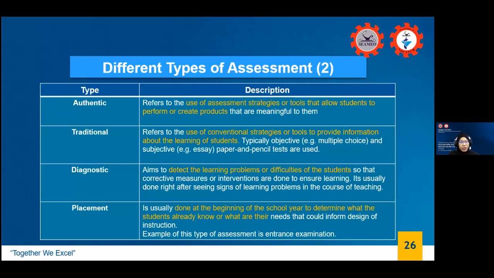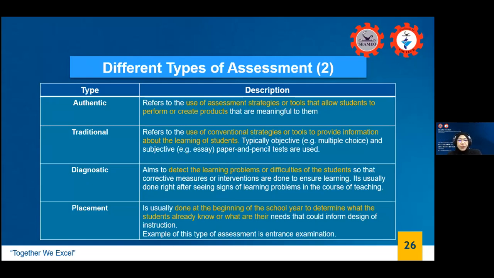Normally, when you use an authentic form of assessment, the strategy that you use is problem-based learning, project-oriented based learning. That's very effective with authentic assessment. Okay, moving on to the traditional.